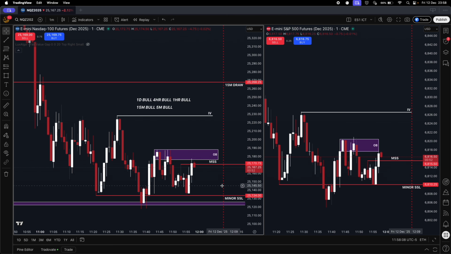Okay, so NQ just closed up the possibility of getting a bullish gap there. So that's also an example of a failed shift in market structure.